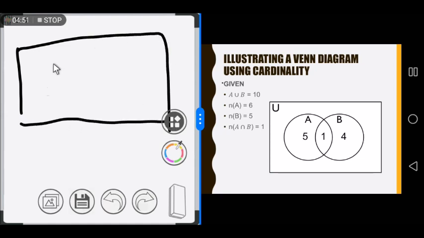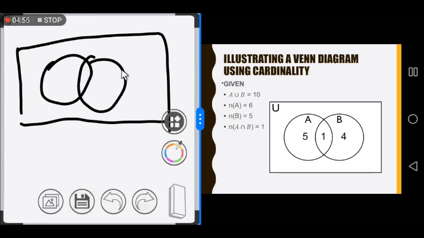Draw tayo ng circles. And yung 1 daw, ang intersection natin. So, let us write 1 here. Then, since may isa na tayo for group A, we cannot write 6 here. Kasi may isa na dito eh, no? So, bawasan natin. 6 minus the common element which is 1. Let us put 5.